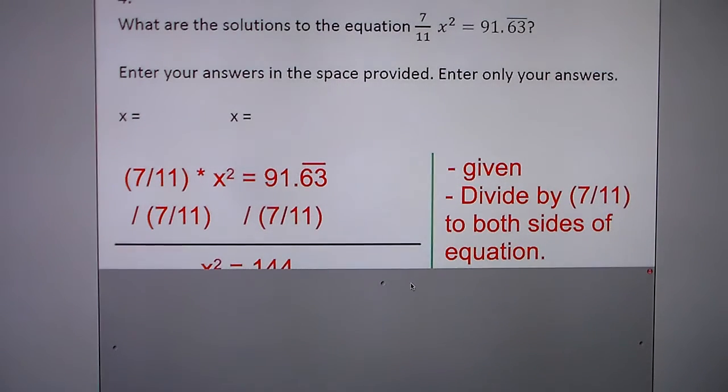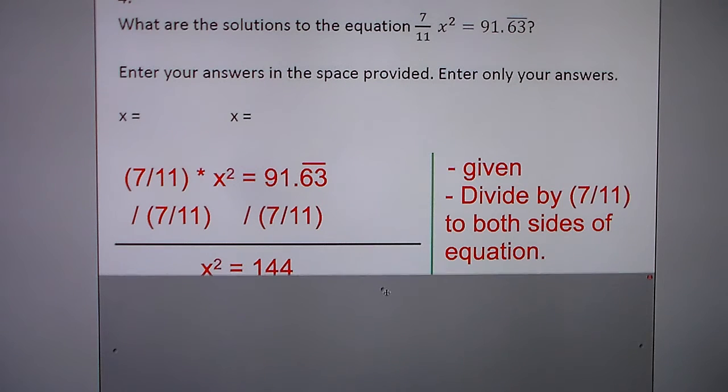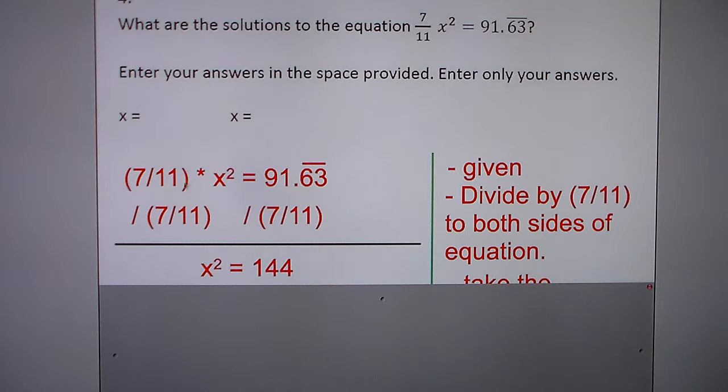Our next step is to divide by 7/11 on both sides of the equation. Notice I have them in parentheses; I like putting my fractions in parentheses. Times and division are opposites of one another, so that's how I get rid of it. I divide by 7/11 on both sides of that equal sign. 7/11 times and divide by 7/11 cancel out, and we get x squared.